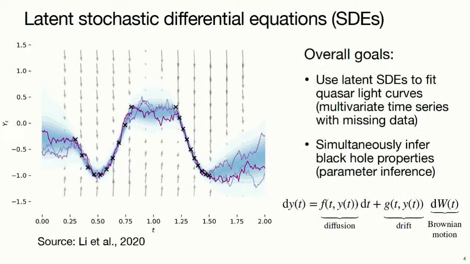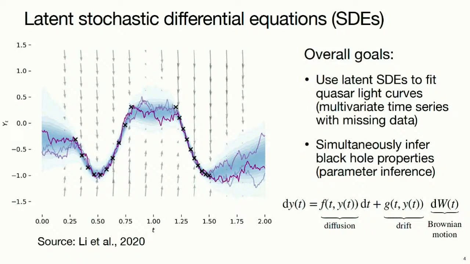So I'm introducing one particular machine learning technique that can model quasar variability: latent stochastic differential equations. Latent SDEs are a generative deep learning method that can model continuous-time stochastic dynamics.